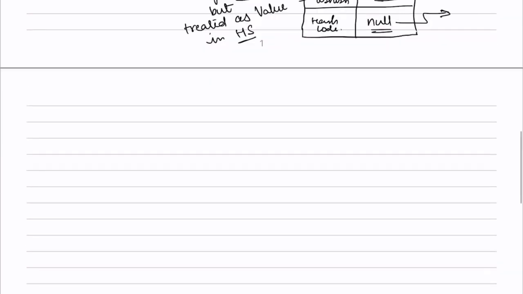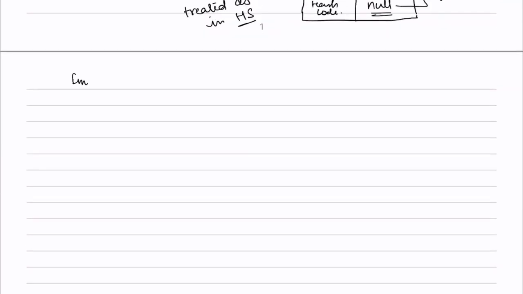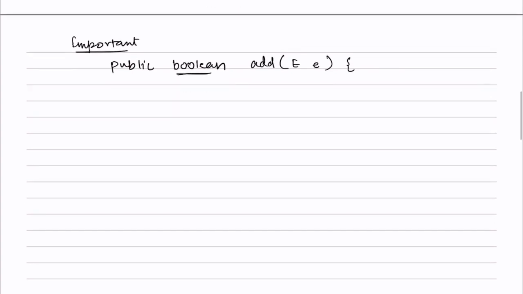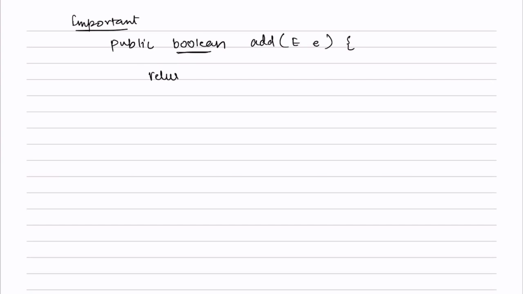A couple of important things here. Let's give you an example of the add method. You might be knowing that the add method returns true or false when you add a value. So it returns something like this: return map dot put e comma PRESENT.